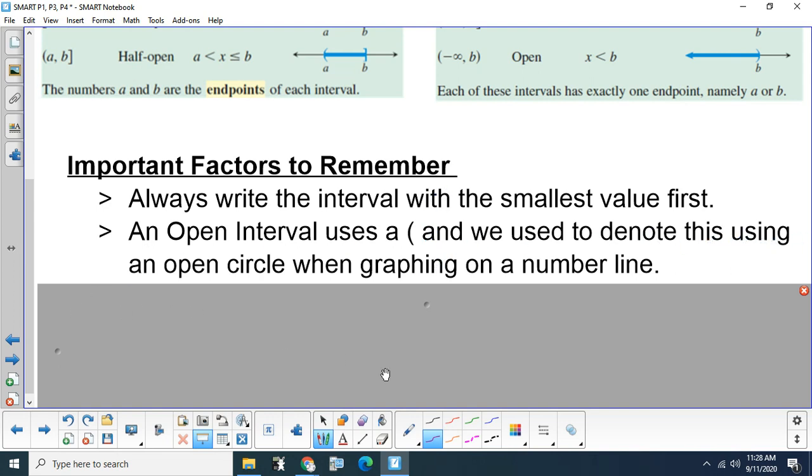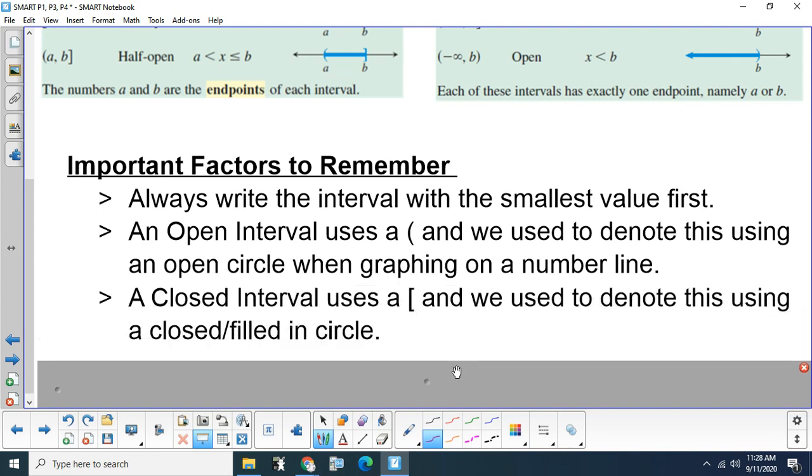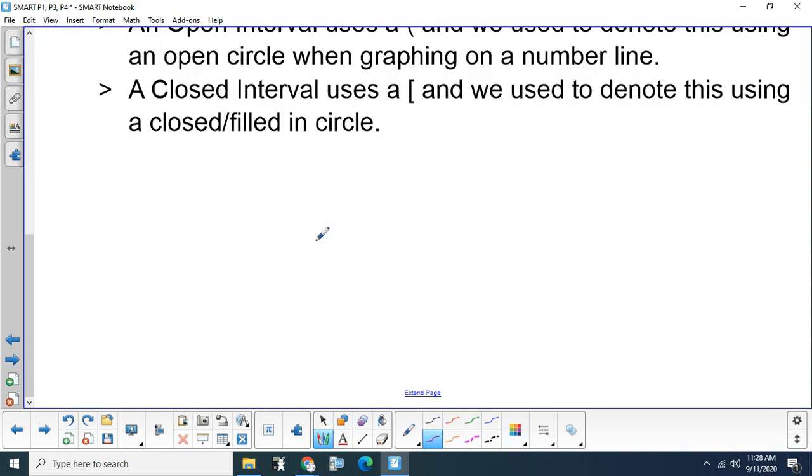We used to use an open circle when graphing on a number line. And a closed interval will use this hard bracket. And again, we used to use the closed or filled in circle in the old way of graphing. So that's kind of the connection behind those. Sometimes students like to connect those, so they might say this is used when it is a closed in circle. Then if it's "or equal to," they will write the parenthesis with an open circle and say this is used when you're dealing with those types of inequalities.